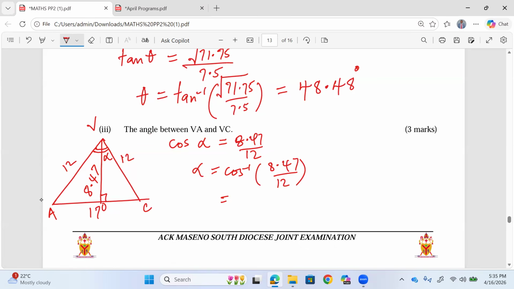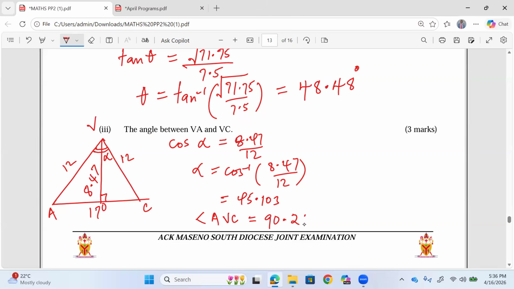This one is giving us 45.13. No, 45.103. Meaning that the whole angle ABC, our angle of interest now, shall be, we multiply this by 2. So times 2, this is giving us 90.21 because it's 90.206. So it becomes 90.21 degrees. That is the angle.